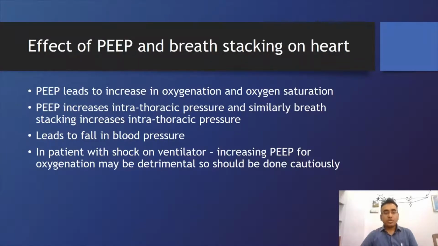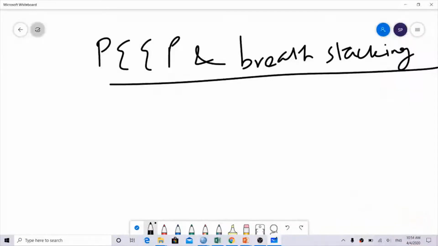Okay, so in the last class, the last part, we ended that breath stacking is a very life-threatening condition. So we'll just discuss in brief what exactly happens in PEEP and breath stacking. We mentioned PEEP and breath stacking in the last class. So you all know what PEEP is. PEEP is the positive end expiratory pressure.